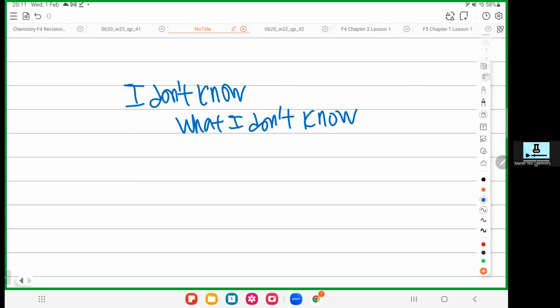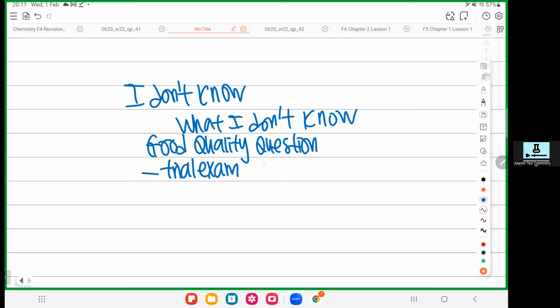One of the simplest ways to identify your own weakness is to do good quality questions. What do we mean by good quality questions? Starting from Form 5, try to do more trial exam papers, or what we call state papers. And also do some past year questions, PYQ. These are good quality questions.